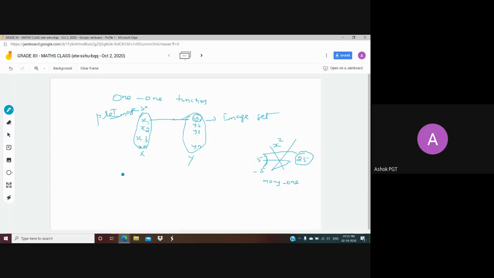Students, are you clear? One image can have only one pre-image in a one-one function. This is the important property of a one-one function. Students, are you clear? Please reply to me. If your function is not one-one, it is called a many-one function. Are you clear with this, students?